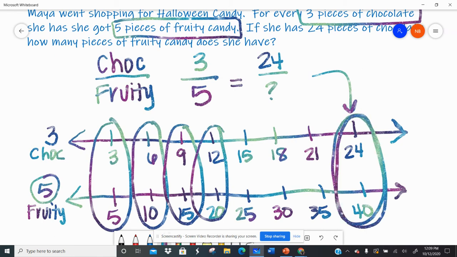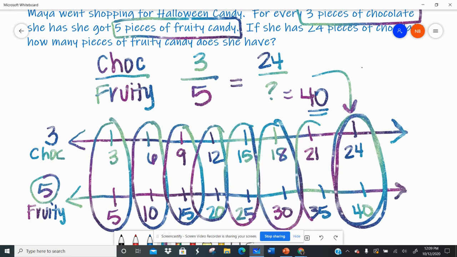So if Maya has 24 chocolates, she has 40 pieces of fruity candy. So that's how we can see which ones are equivalent. And this really helps with those choose all, this double number line strategy. Remember, you're just counting by the number in the original ratio.